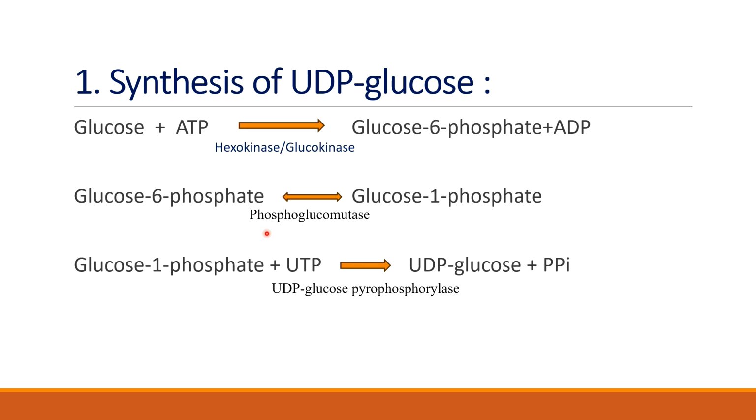Then we have phosphoglucomutase, which catalyzes the conversion of glucose 6 phosphate to glucose 1 phosphate. Later on, uridine diphosphate glucose is synthesized from glucose 1 phosphate and UTP by UDP glucose pyrophosphorylase. So all these, starting from glucose to glucose 6 phosphate, glucose 6 phosphate to glucose 1 phosphate, then glucose 1 phosphate to UDP glucose formation, involve the first step.